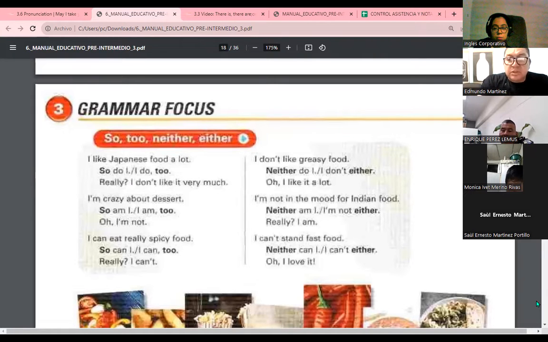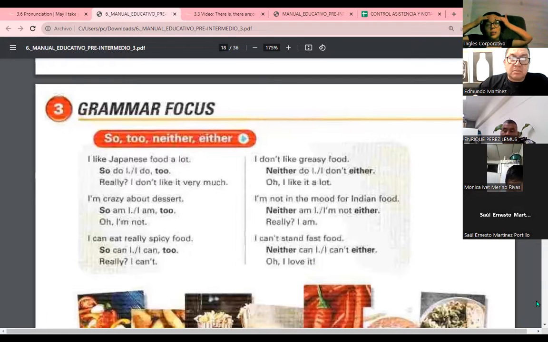Because you are using the verb to be. Because I'm using the verb to be when I say I'm not in the mood for Indian food. Excellent. And you say neither am I. Well, not either. Oh, I'm not either. Excellent. I'm not. Don't forget to say not. O sea, no se les olvide, ¿verdad? El not cuando sea verb be. Don't cuando usted utilice don't. Y can when you use can. And either. Eso es algo clave, clave, clave.